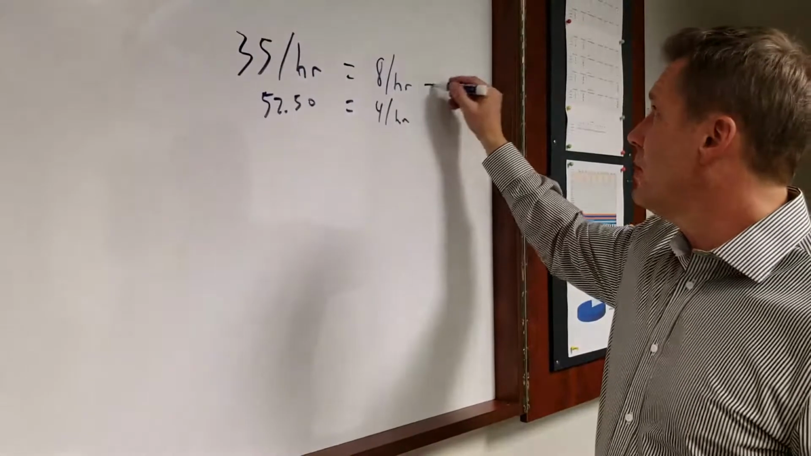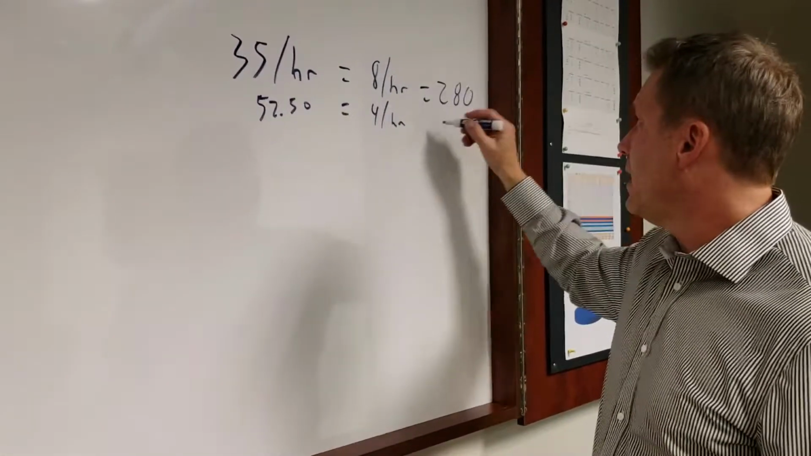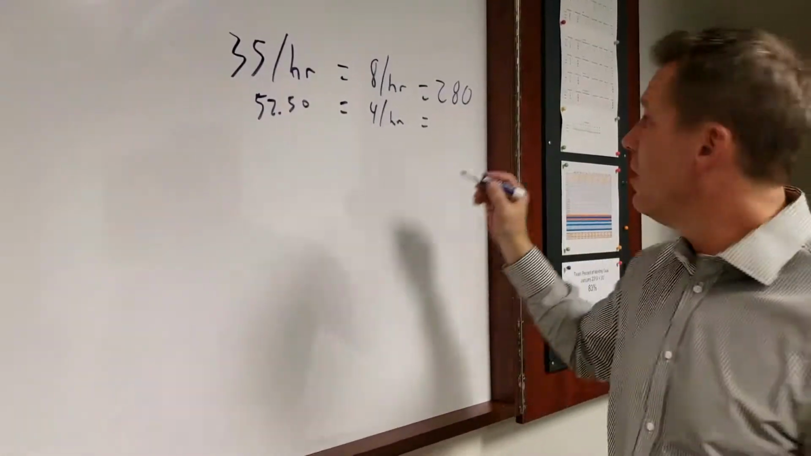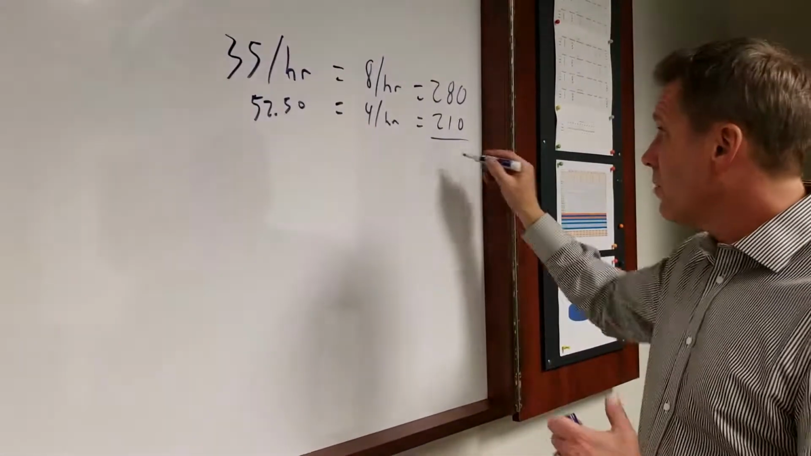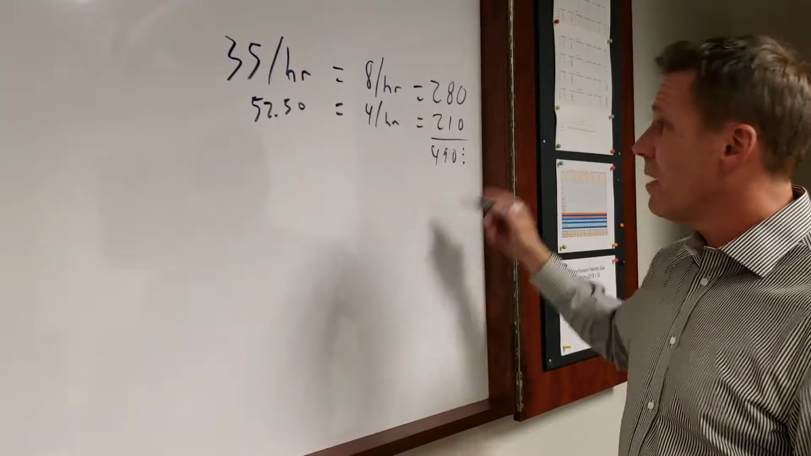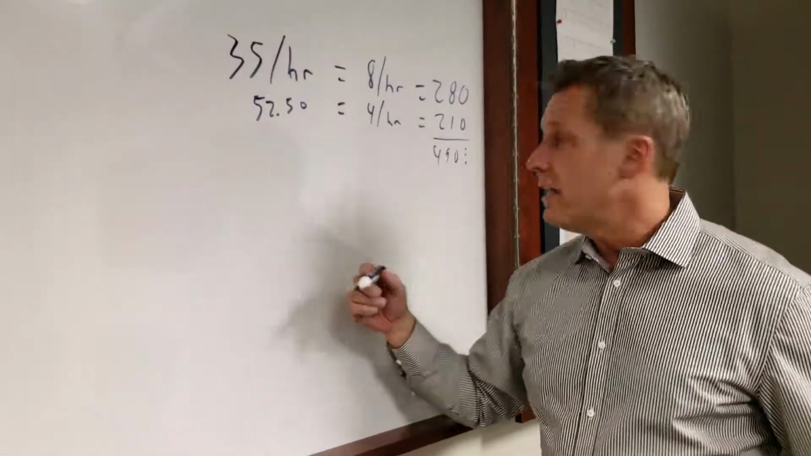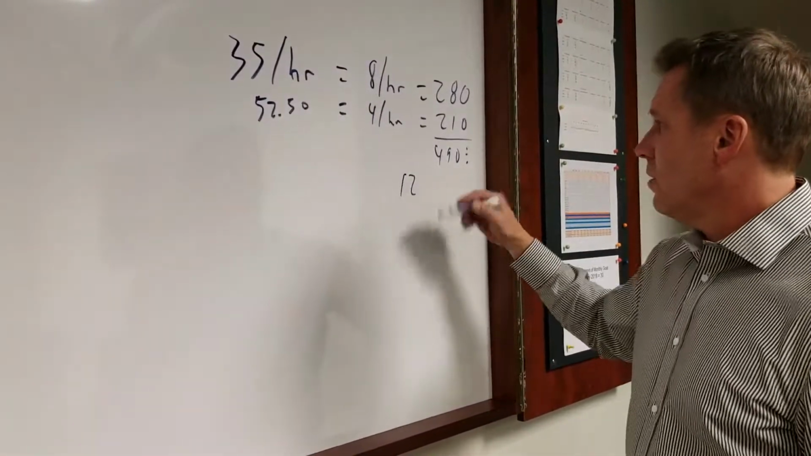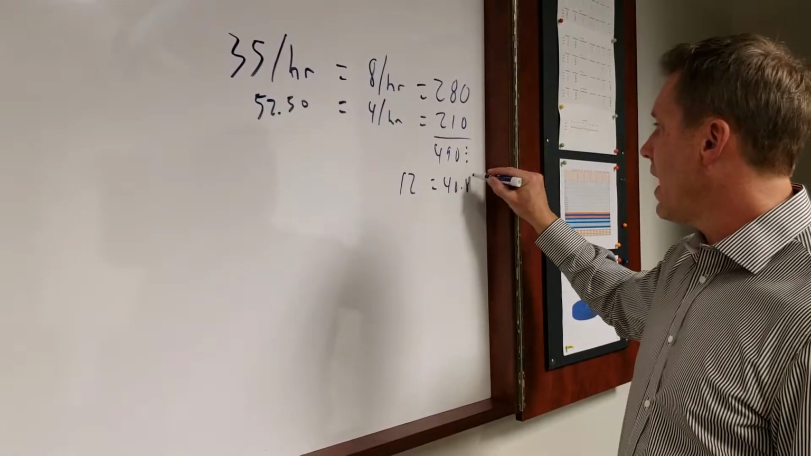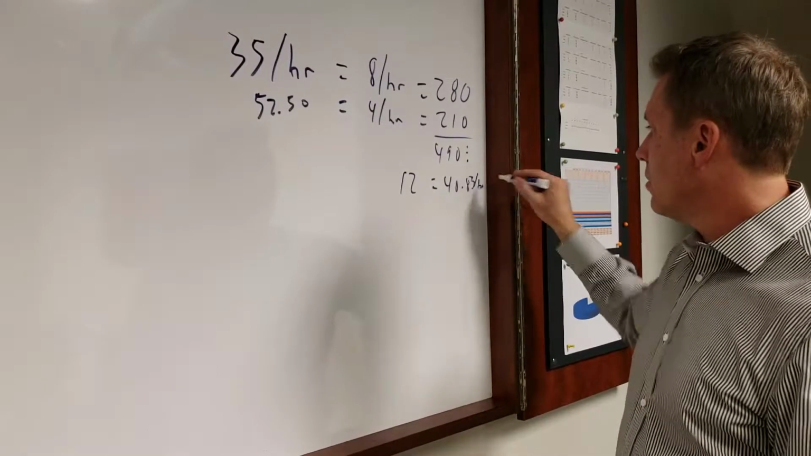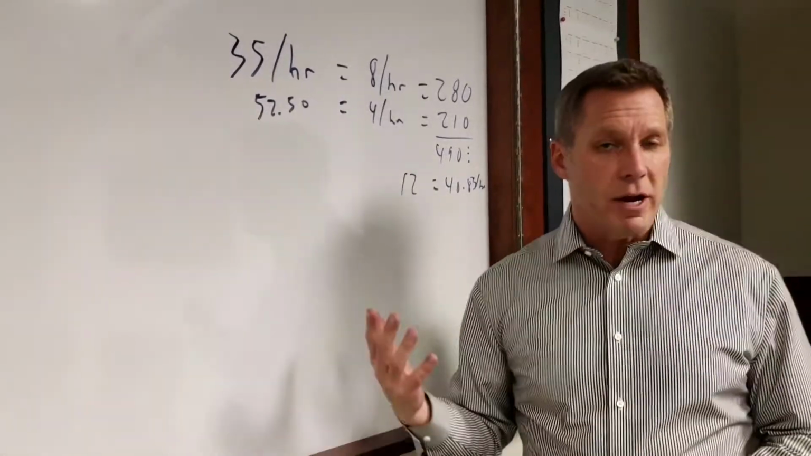So this would equal $280, and this equals $210. What you basically do is you take both of these figures and divide by the total number of hours in a day, which is 12. You do the math on this: 490 divided by 12 equals $40.83 per hour. This is how you figure out a blended rate in California.